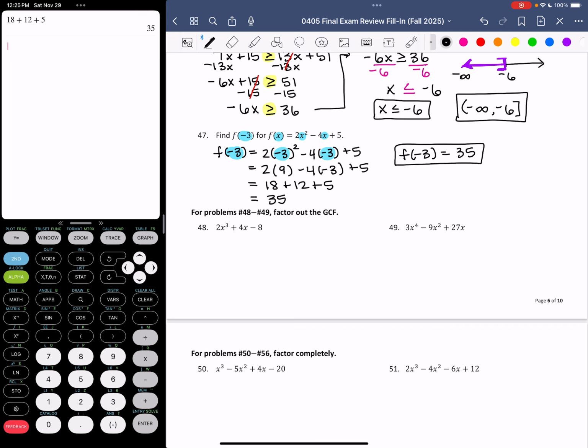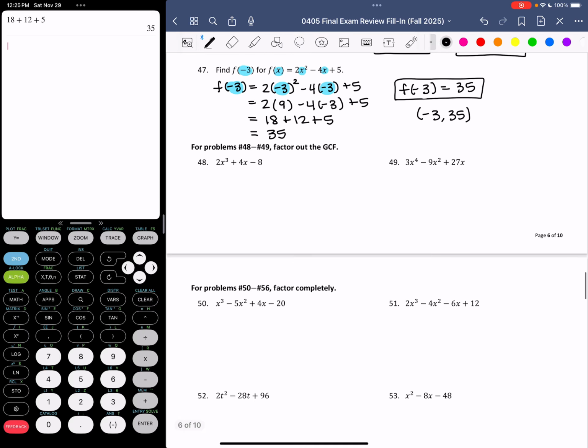Now, if you had to write that as an ordered pair, you can. The x coordinate, of course, is the thing that was in the parentheses right here. So as an ordered pair, this would be the answer. I don't know that you need that, but just in case, that's how you would do it.